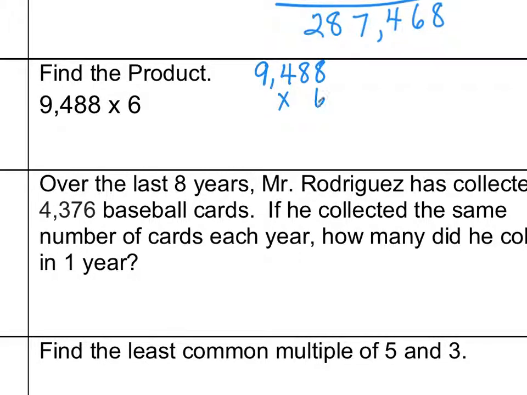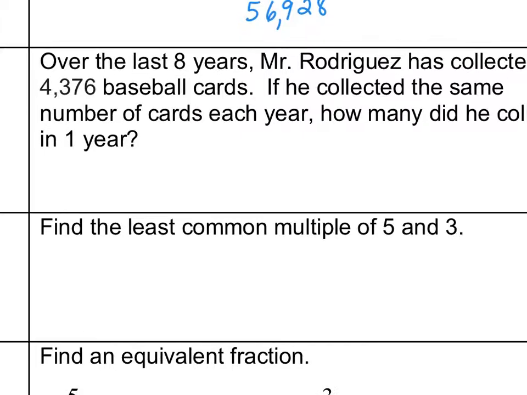Finding the product. There's nothing fancy we have to do here for this one. It's just one step. Here we go. 6 times 8, 48. Again, 6 times 8 is 48. Plus 4 is 52. 6 times 4 is 24. Plus 5 is 29. And 6 times 9 is 54. Plus 2 is 56. So 56,928.